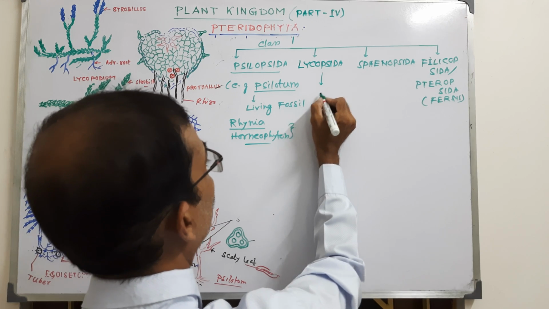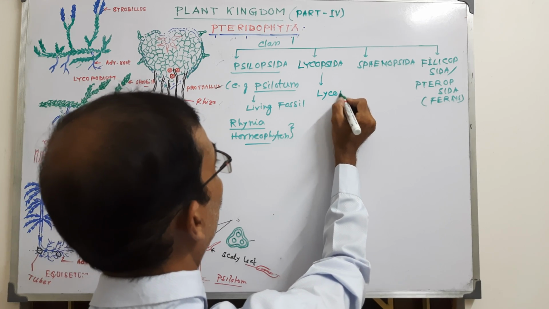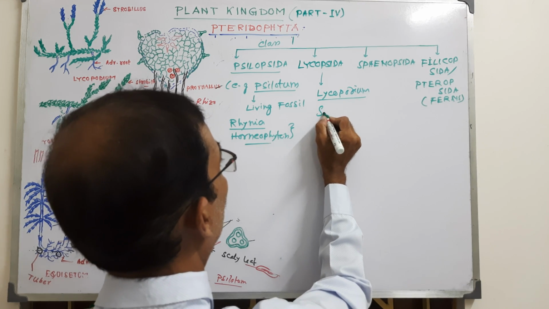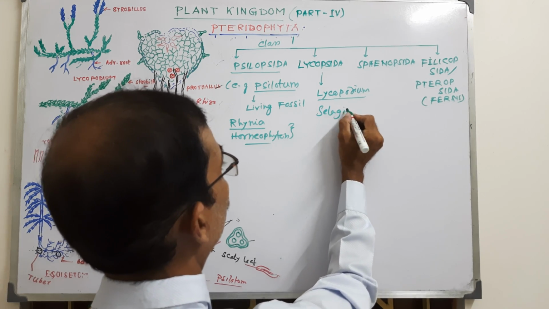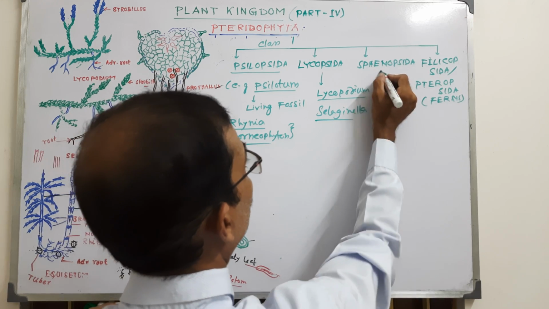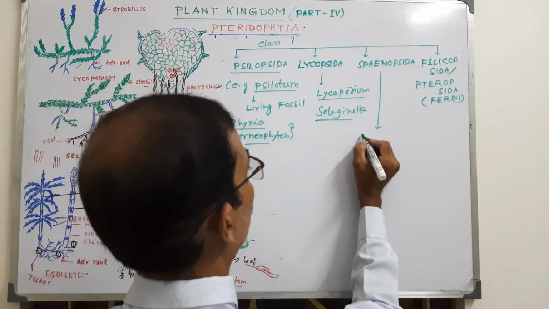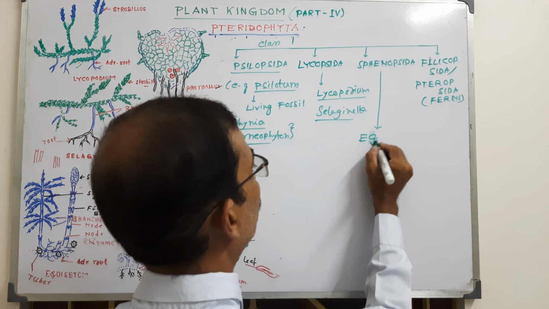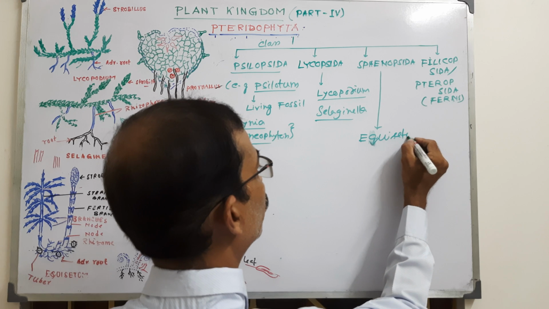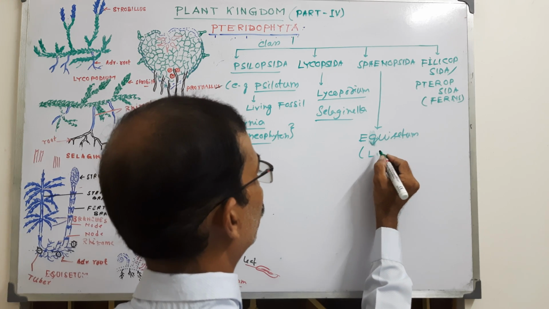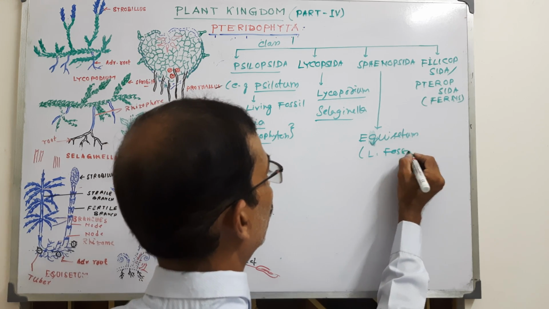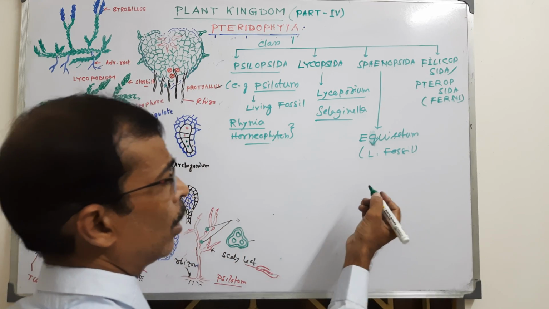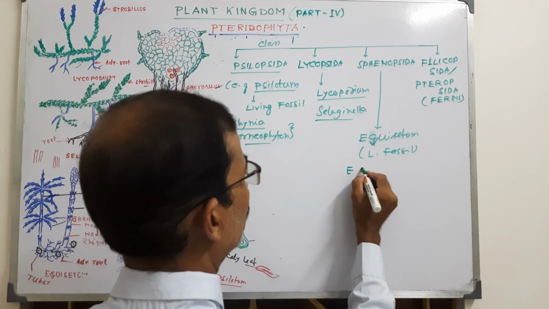About Lycopsida, examples are Lycopodium and Selaginella, very interesting species. Sphenopsida, example Equisetum. It is also a living fossil. And there are Sphenophyllum and Calamites. These are extinct species.